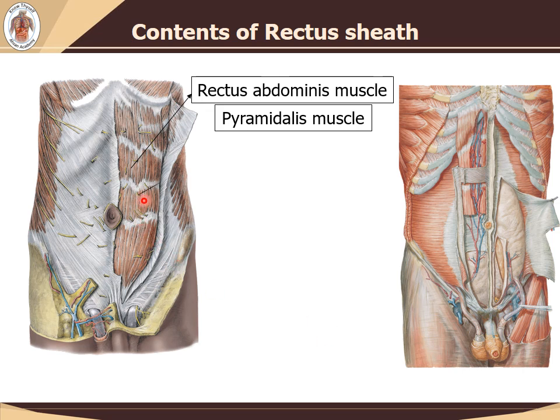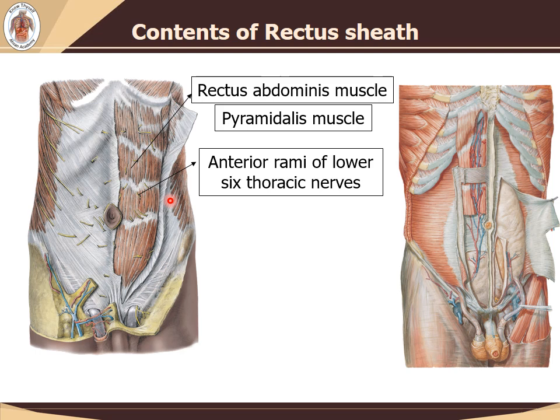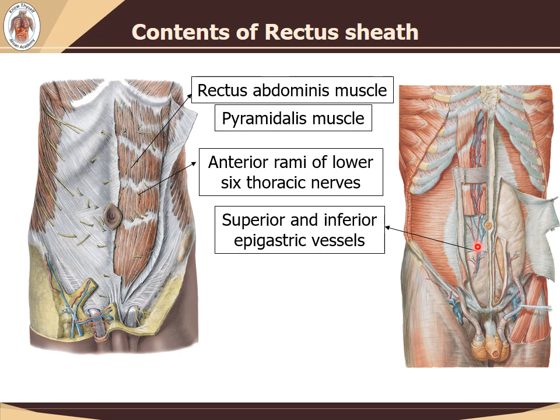You can see the nerves. The anterior rami of the lower six thoracic spinal nerves pierce this muscle and remain in the space. You can see on this side the superior and inferior epigastric vessels that lie in the rectus sheath. One is coming down and one is coming from below. Lymphatic vessels, minute vessels, remain there within this. A small amount of fat is also there.